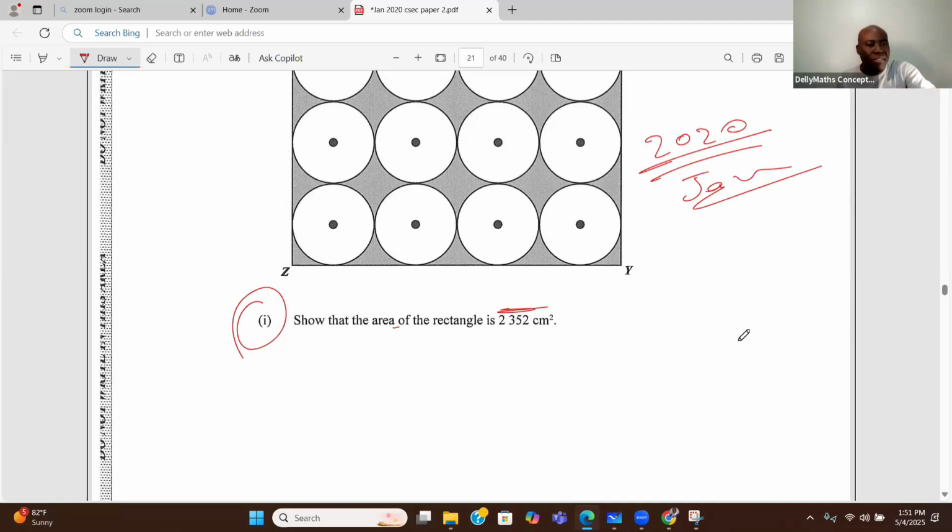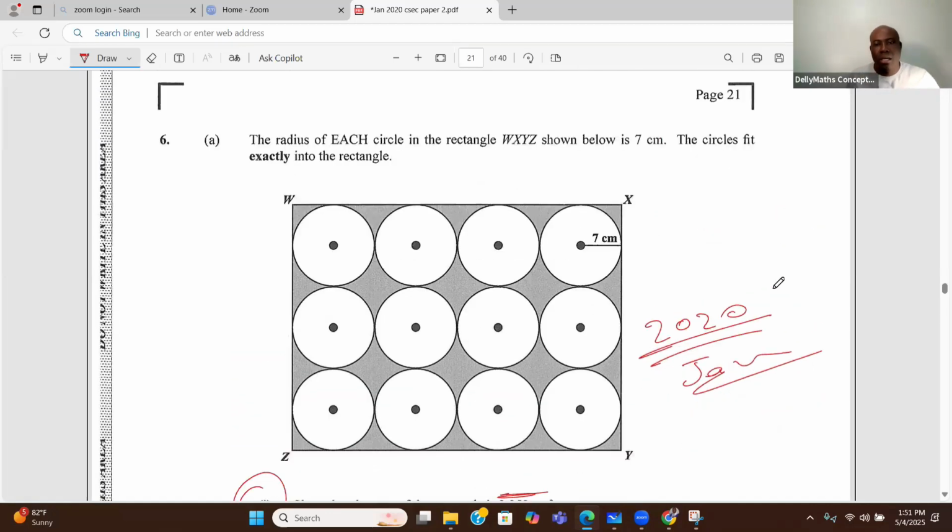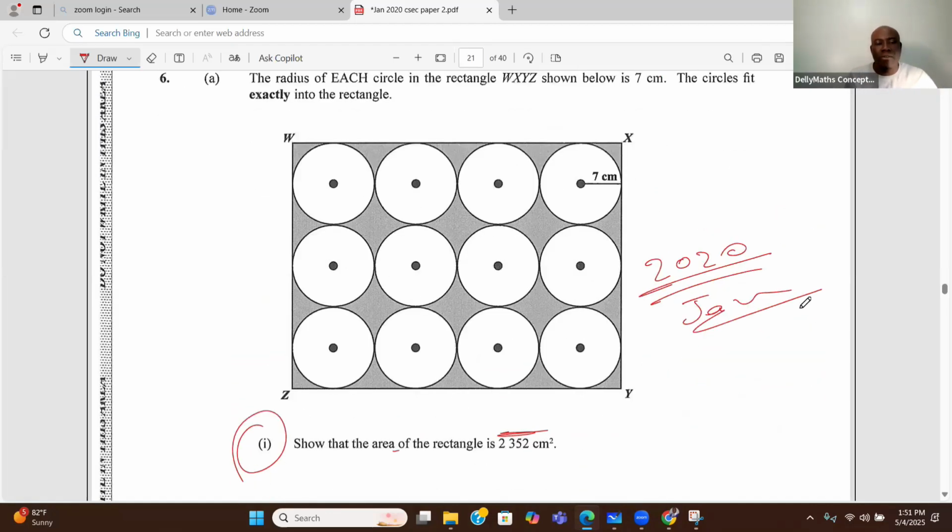All right. So we want to prove that the area of the rectangle is that. Remember, if you're going to prove the area of the rectangle, you need to start understanding what you're dealing with. What you're dealing with here is circles that are pasted onto each other, which means you could utilize the diameter to help you know the length and the width of the rectangle. So if this goes here, the diameter is 14 because they told us the radius is 7.